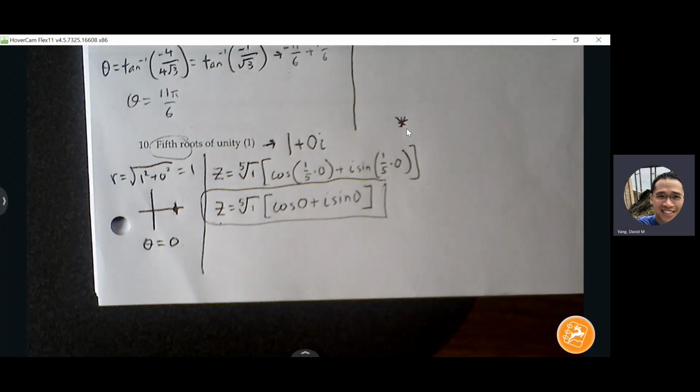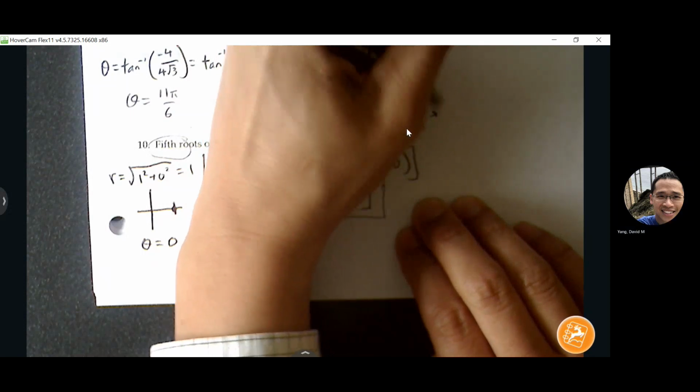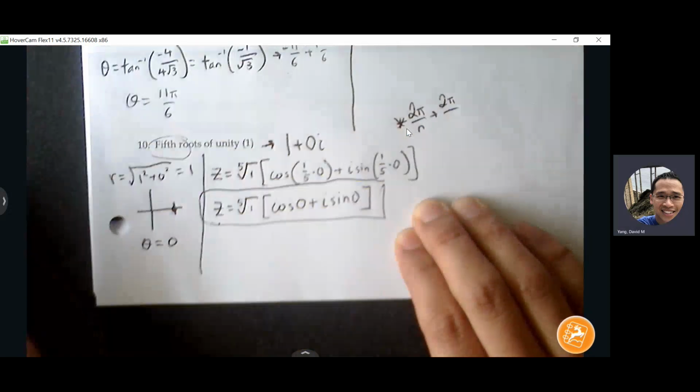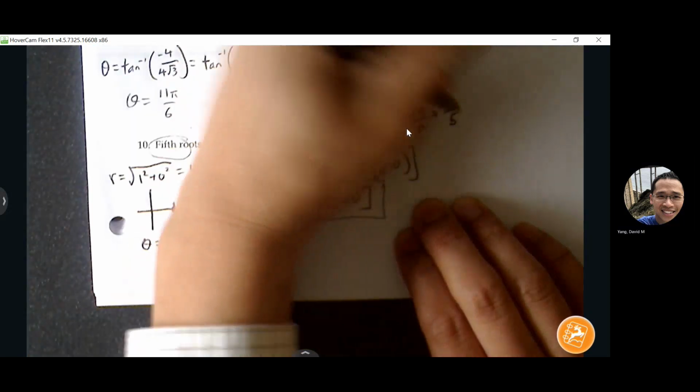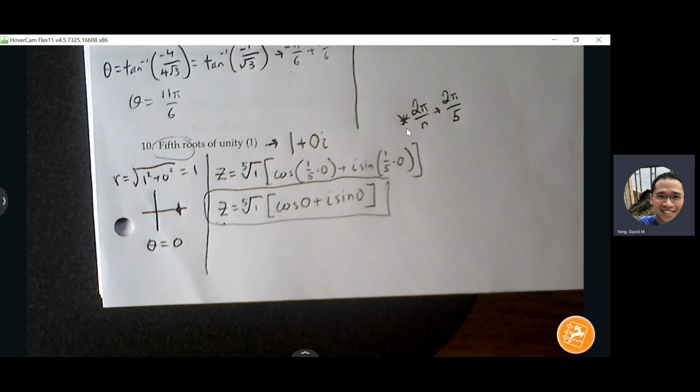How would I find my pattern to get to my other solutions? 2 pi over n. My n is what? 5. So I'm going to keep adding 2 pi over 5 until I reach all 5 of my solutions.